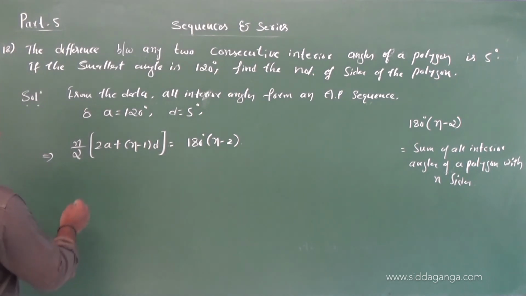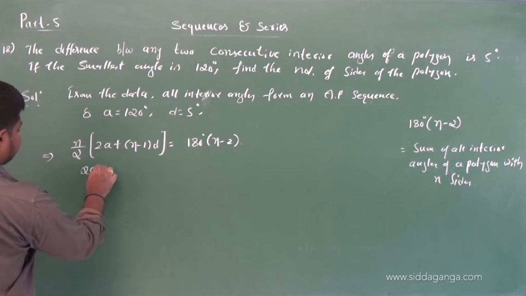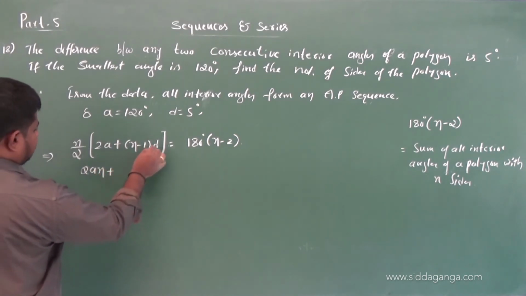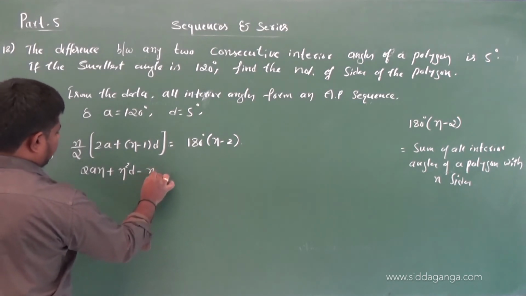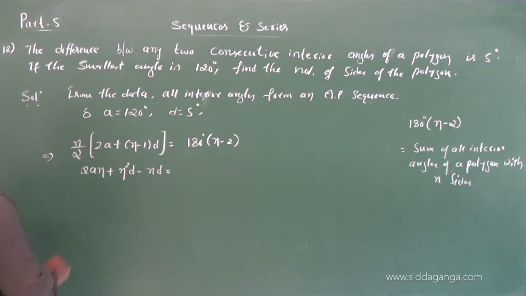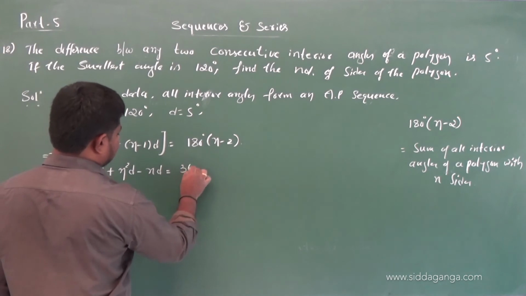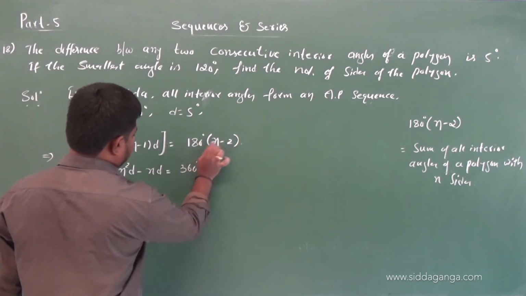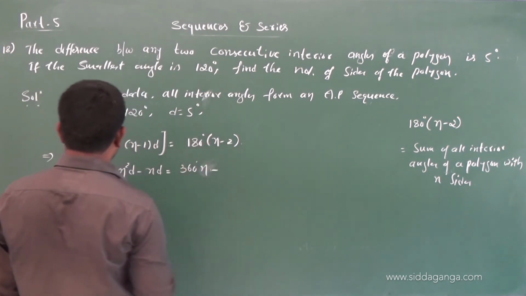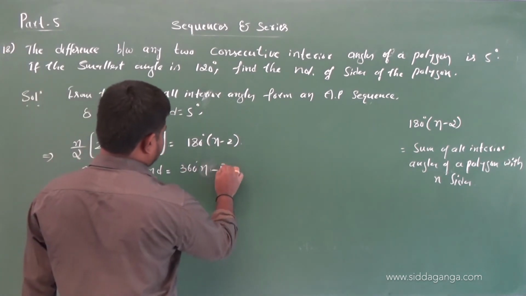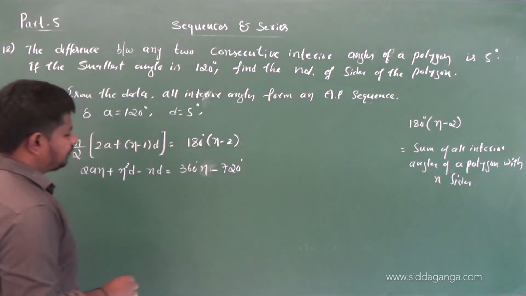Okay, now n into 2a plus n square d minus nd is equal to 2 into 360n, or 360 into 2, 720.